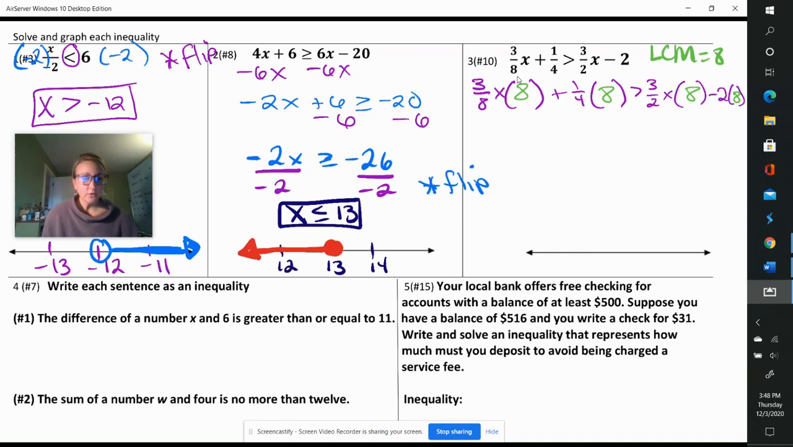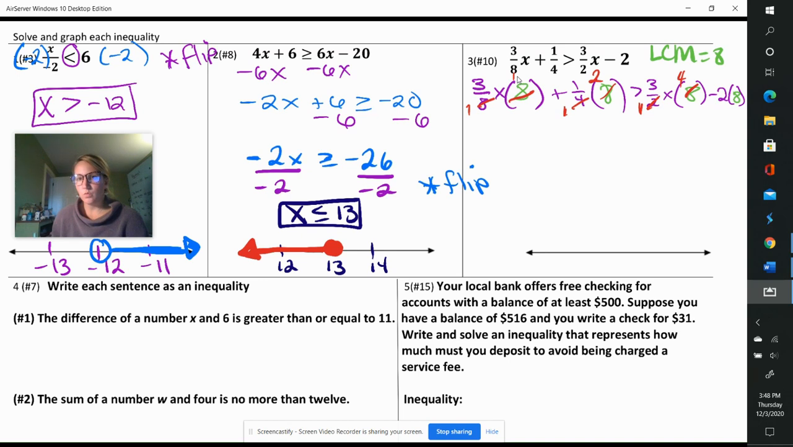You can use a calculator here, or you can cross cancel. 8 over 8 is 1 over 1. 8 over 4 is 2 over 1. 8 over 2 is 4 over 1. So now if you notice, all of the denominators are now 1. So we have, in fact, eliminated all of the fractions, and now it's going to be so much easier to solve.